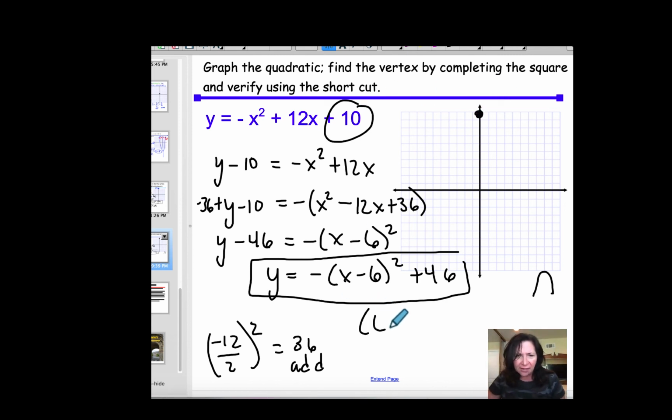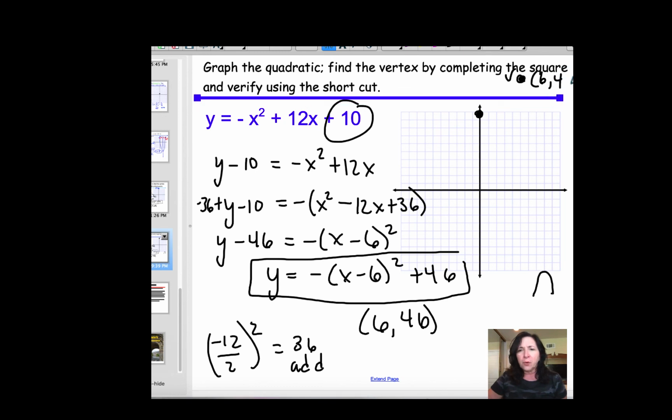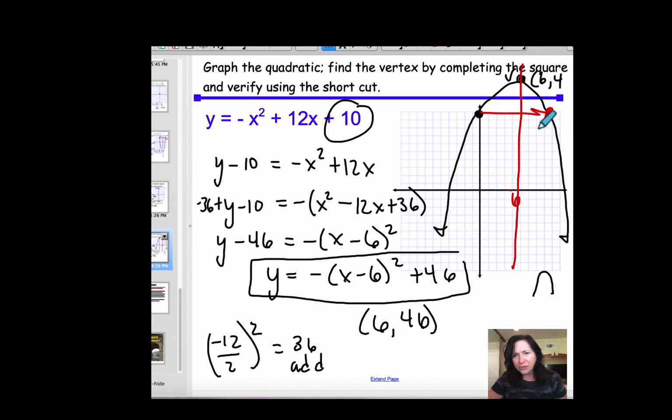Going back up to the top, I do have a y-intercept at 10. My vertex is at 6, 46. So over 6, up 46, way up here, and put a V there. Then I do have my axis of symmetry right here, where this is 6. And if I want my symmetric point, I've got to double that 6, so that point's going to be 12, comma, and then I went up 10, so 12, comma 10.